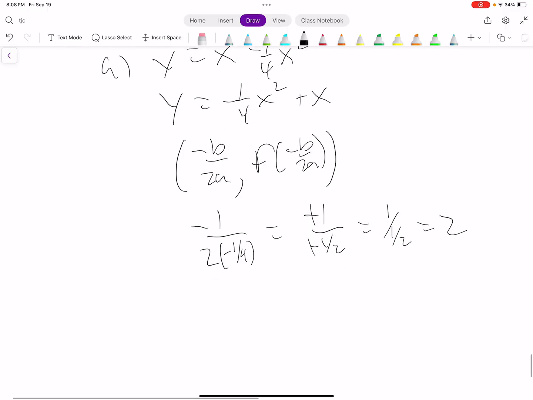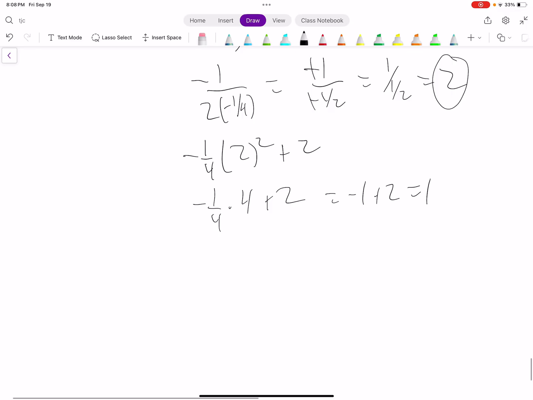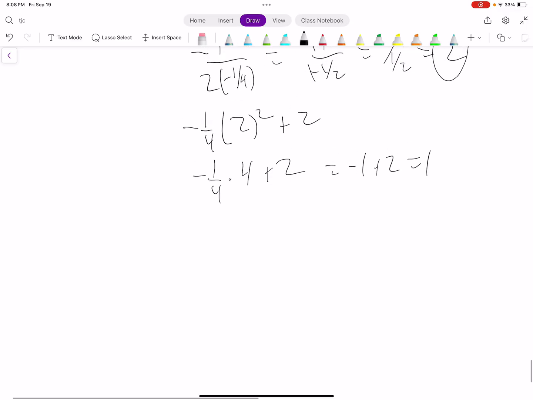Now to figure out our y value, you plug the 2 into the function. This is f of x here. So we have -1/4 times 2 squared plus 2. That gives you -1/4 times 4 plus 2, which is -1 plus 2, which is +1. So we have our vertex. Our vertex is 2, 1. When I create my table, I'm going to put 2, 1 in the center.